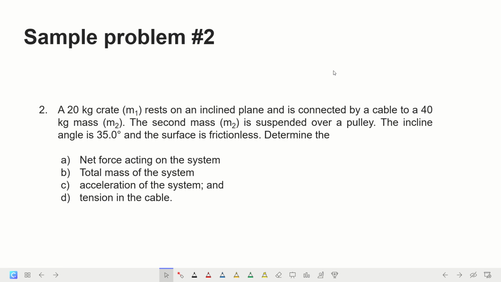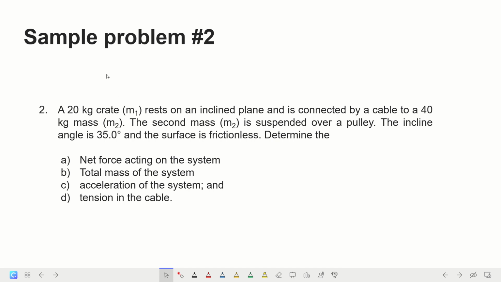So in this video, we're going to continue our discussion on the forces acting on an inclined plane. So here, we're going to integrate the inclined plane with the pulley system. So let's try answering this problem.